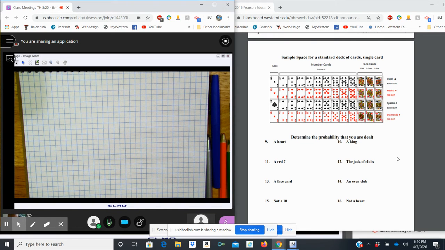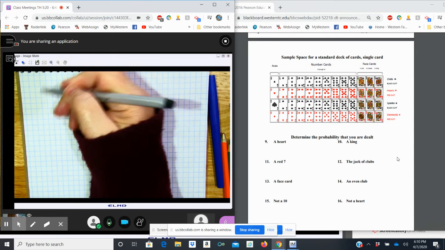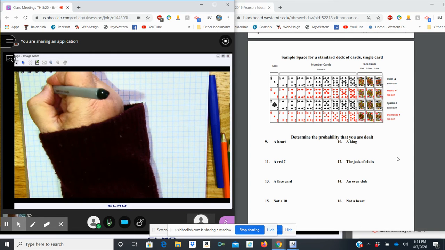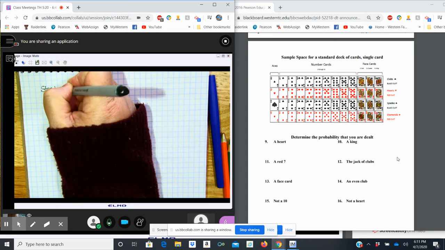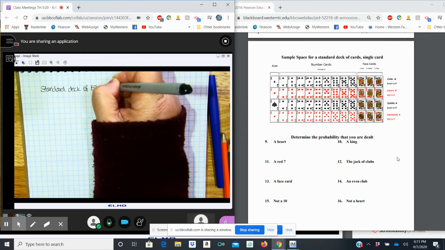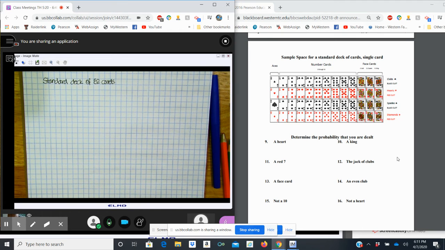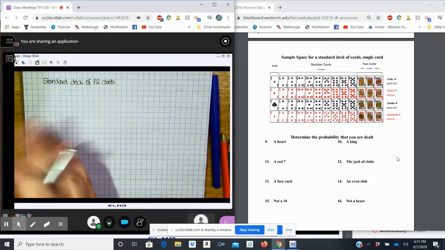It is a lot like blackjack, although blackjack is a little bit more complicated than some of the probability we're going to do today. We might get a little bit closer to it on Thursday. So for this next group of questions, we're using a standard deck of cards.